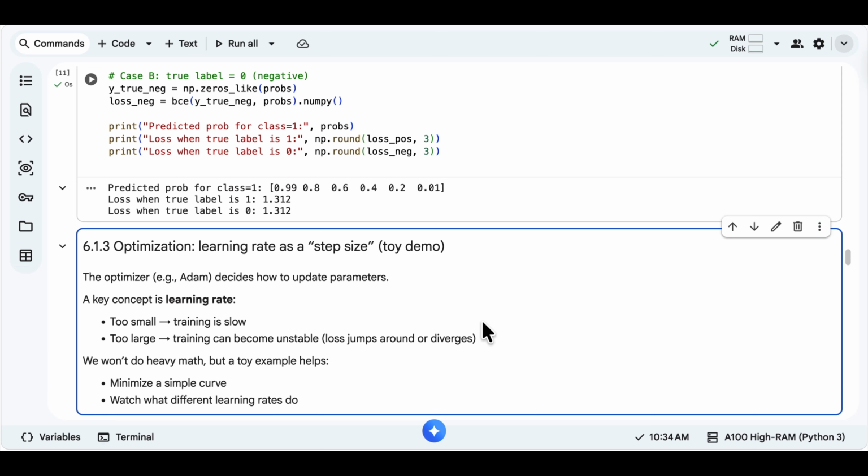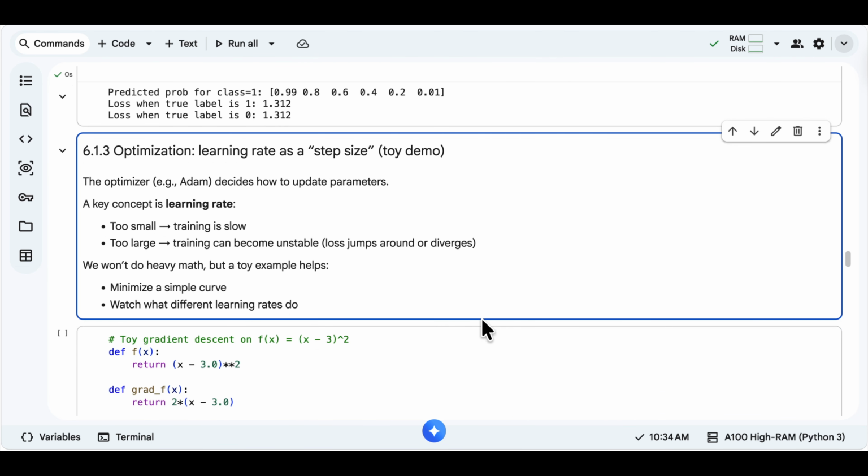Once we know what loss to minimize, we need a rule for updating parameters. That is the optimizer. One of the most important settings is the learning rate, which controls step size. If the learning rate is too small, training crawls.